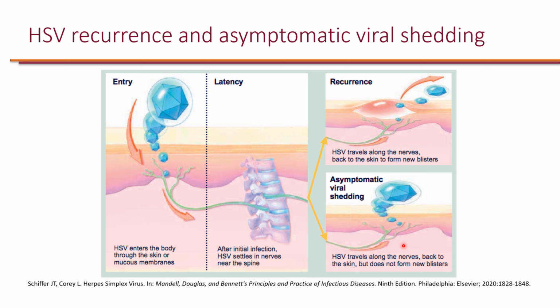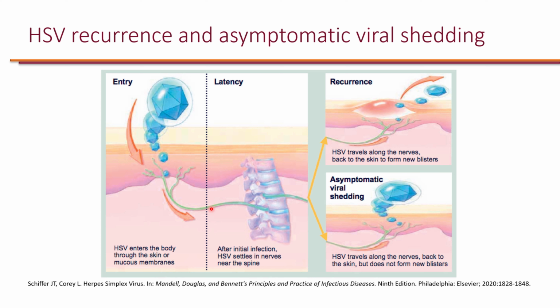Now, when the virus enters the body through the skin or mucous membrane, and that could be the genital area, or it could be essentially anywhere where you have a mucous membrane. So you can think of the oral cavity. Once the virus enters, it will essentially go into the nervous system, and then it will have initially some symptoms that will be essentially on the skin. But once it goes to the nerve, it will have a period of latency.